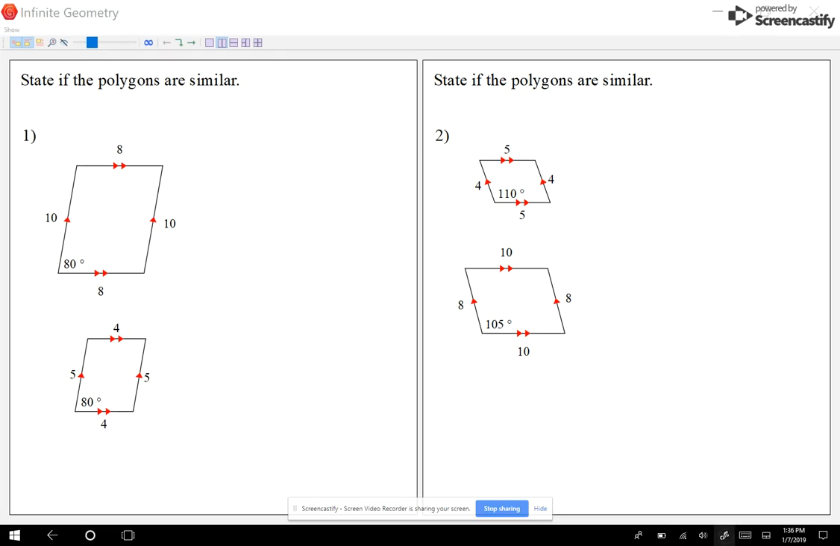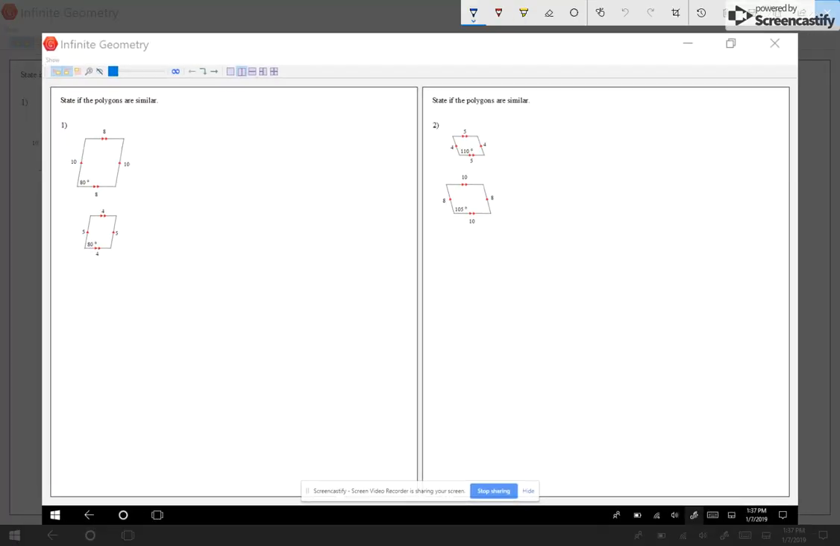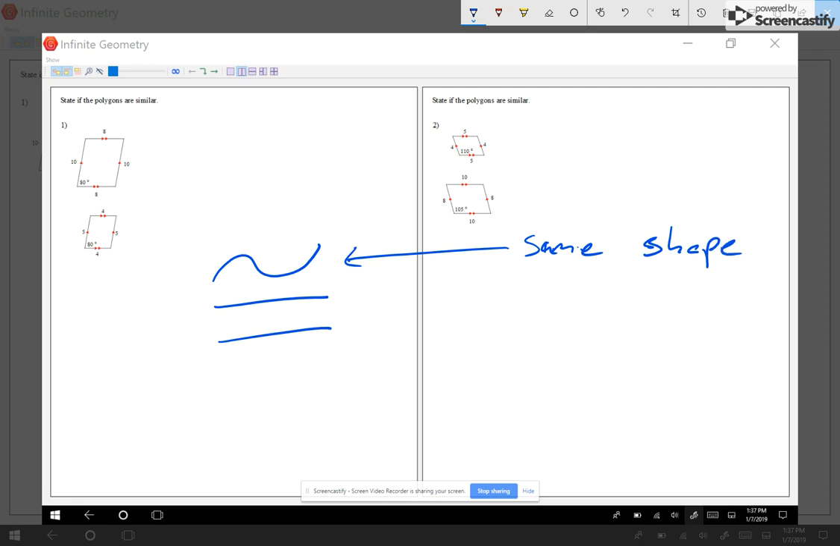All right, guys. So today we're going to be talking about similarity. But before we talk about similarity, let me talk about a symbol that we used before, congruency. Congruent had this symbol. I've shown you guys this before. The wiggly thing on top, that meant same size, same shape. That's the wiggly thing on top.